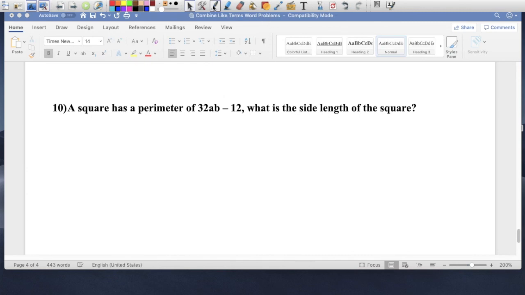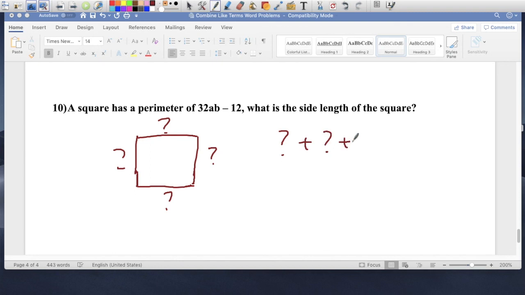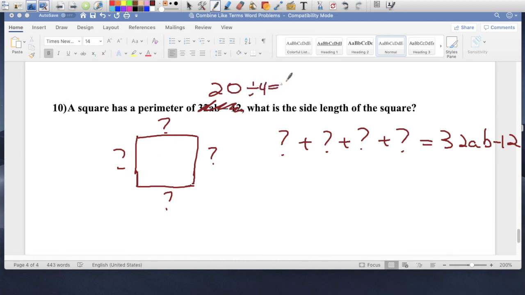Now, this one is not that. So here's a square. Remember what a square is? A square is a polygon where all the sides are the same, right? So if I add this side plus this side plus this side plus this side, we're saying that this plus this plus this plus this equals 32ab minus 12. Now, think about this. I told you that the perimeter was 20, and I asked you, what is the length of each of these sides? Well, you know they're all the same, so you can just divide by 4, and you'll say, that's easy. That's 5. That's 5. That's 5. And that's 5, right? Because it's a square.